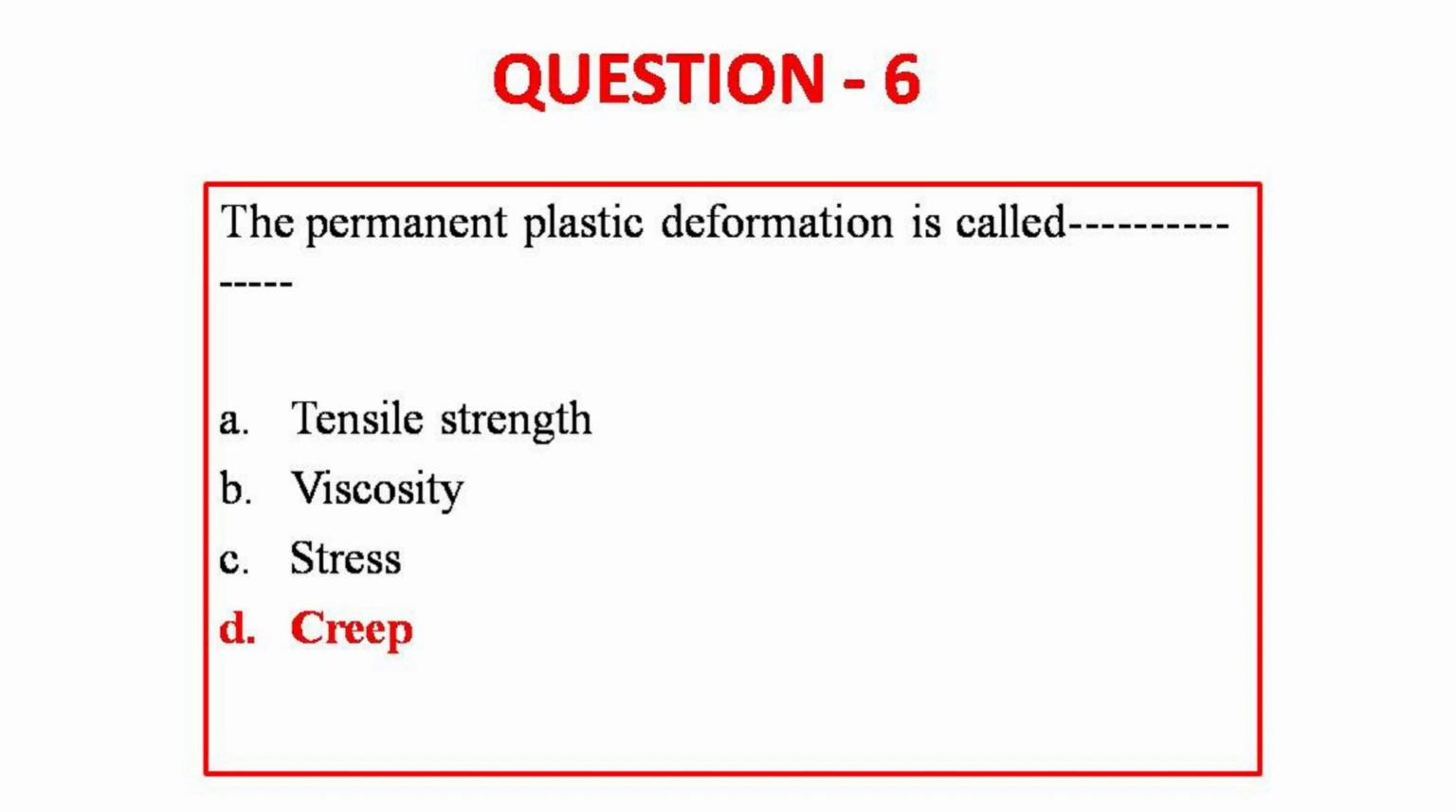Tensile strength is totally different. And viscosity is resistance to flow, right? So that is also different. The stress is also different. So if permanent plastic deformation is there, the answer is creep.